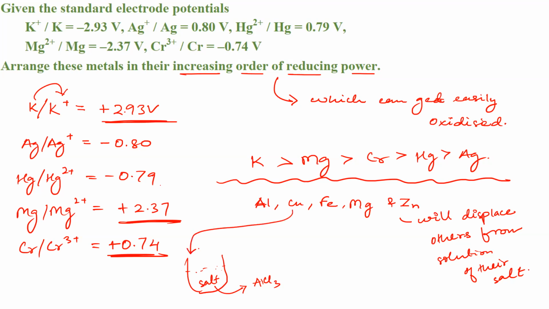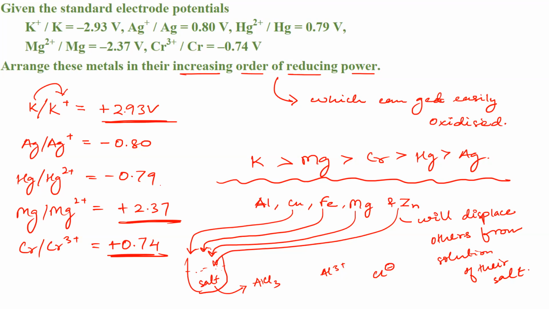What will happen if I add copper? What will happen if I add iron? What will happen if I add Mg? What will happen if I add zinc? In this particular salt, there will be Al3+ ions and Cl- ions, right? So as soon as I add copper, will the copper react with chlorine and form CuCl2? Or if I put iron, will the iron react with Cl and form FeCl3 or FeCl2, or similarly with magnesium MgCl2 or zinc ZnCl2?